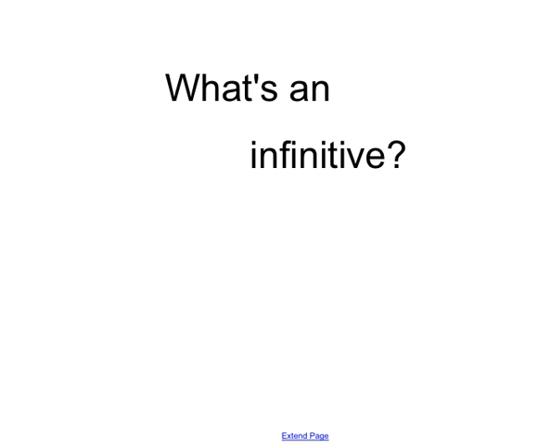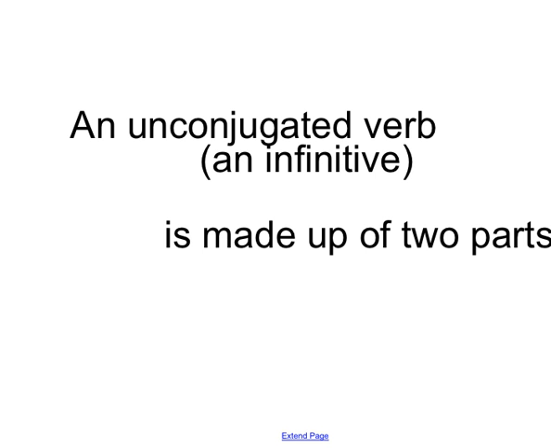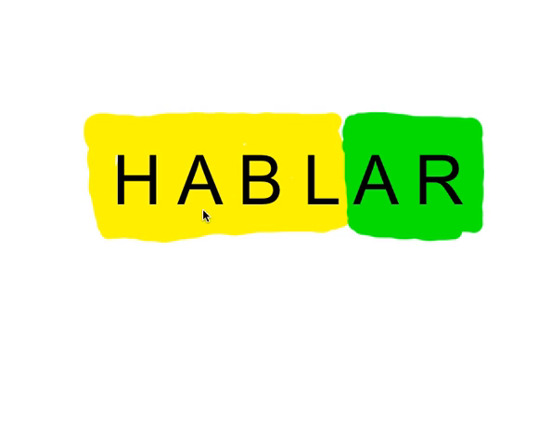Conjugating verbs. There are three kinds of verbs, verb endings in Spanish: AR verbs, ER verbs, and IR verbs. Most verbs end in AR. What's an infinitive? An infinitive is a verb that is not conjugated. An unconjugated verb, an infinitive, is made up of two parts. It has a stem, the part in yellow, and an ending, the part in green. Right? The stem and the ending.